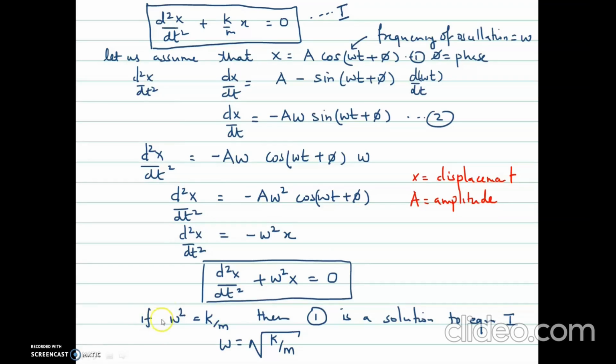So if omega square is equal to k by m, then we can say that x equals a cos omega t plus phi, the function that we have assumed, will be a solution to this equation I, and it will give us a resultant value of 0 here. From here you get the condition that omega has to equal the square root of k by m, and that is the frequency of your oscillation.